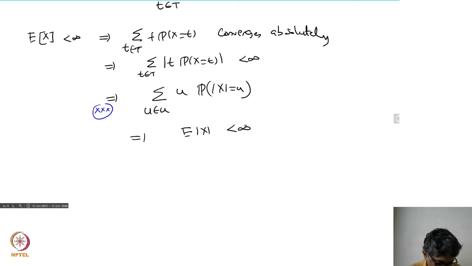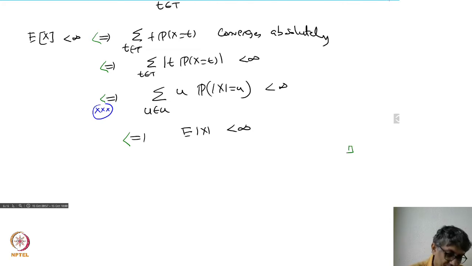But now the same argument applies in reverse, because you know that E of mod X is finite. That implies that this guy is finite. So this guy is finite from the previous step. But if this guy is finite from double star, I can go and say this guy is finite. But this guy is the same as saying that guy converges absolutely, and that means this guy is finite. So this is really a two-way implication, and that's how one first solves it.